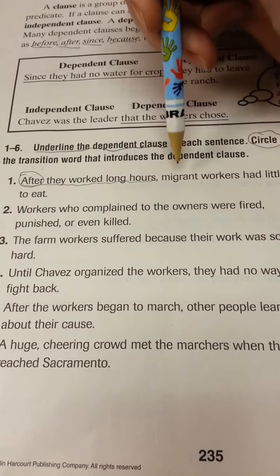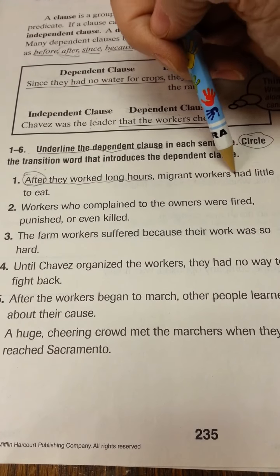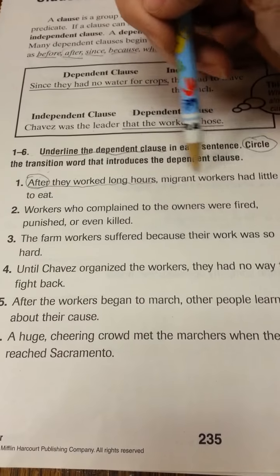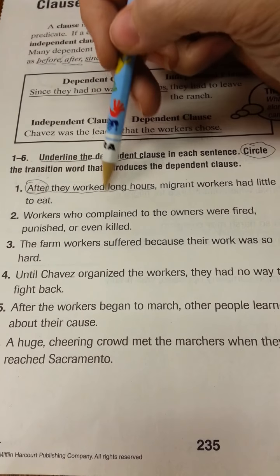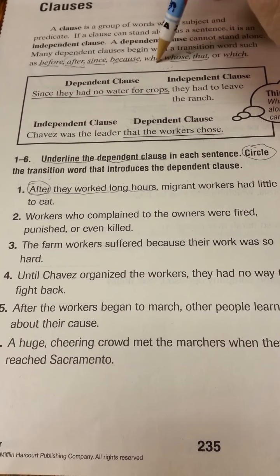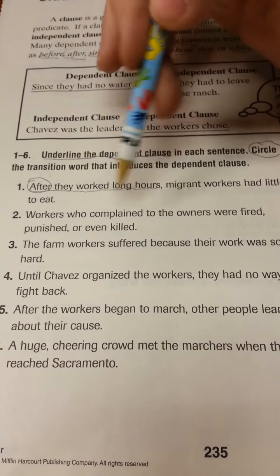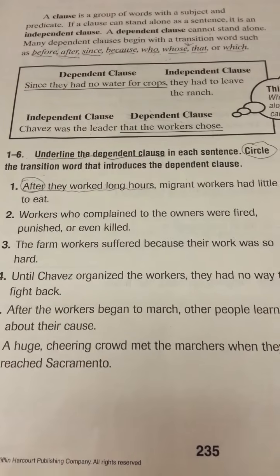And I can check that because what's left should be an independent clause. Migrant workers had little to eat. That could be a complete sentence on its own. So this is my dependent clause. Okay? Make sure you refer back to this list frequently. If you have trouble understanding the words or need help pronouncing them, come and see me. It's your turn.